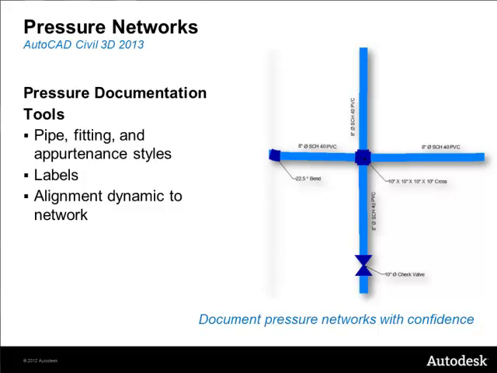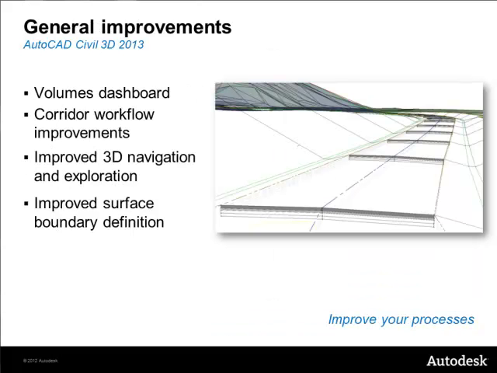You can now create alignments that are linked to pressure network parts and dynamically label your pressure network in plan and profile. Additional general improvements to Civil 3D 2013 will help you to improve the overall design productivity and provide features to best define construction staging based on material movement requirements, determine optimal borrow pit location, explore the model in 3D to help uncover potential problems and locations needing additional design consideration.